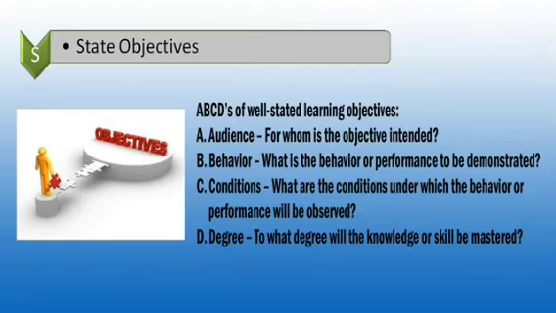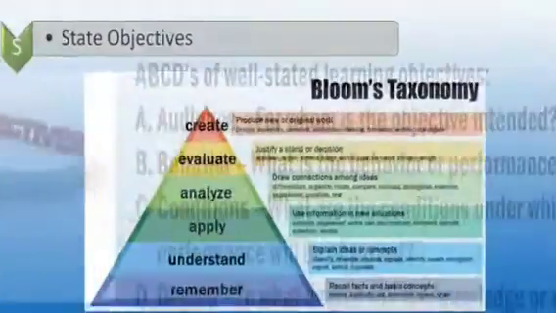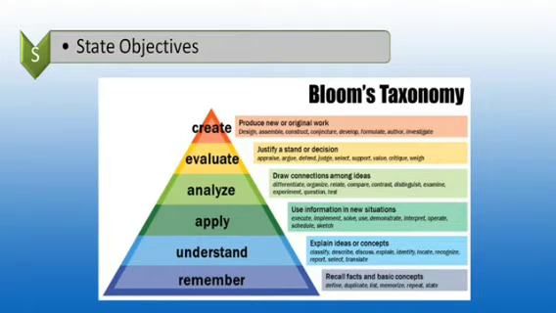Audience. For whom is the objective intended? B. Behavior. What is the behavior or performance to be demonstrated? C. Conditions. What are the conditions under which the behavior or performance will be observed? D. Degree. To what degree will the knowledge or skill be mastered? The objective statement should be formulated with verbs that pinpoint the learning objective. A useful guide to the appropriate verbs to use is contained in Bloom's taxonomy.